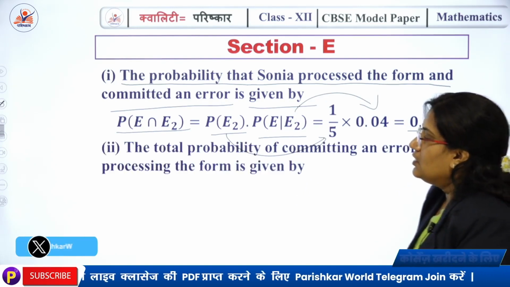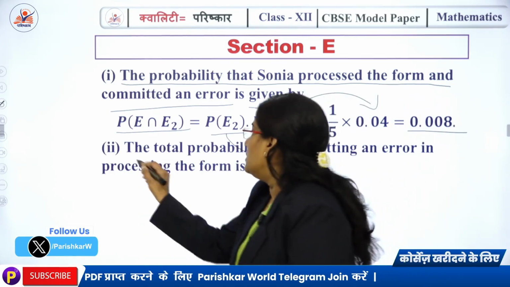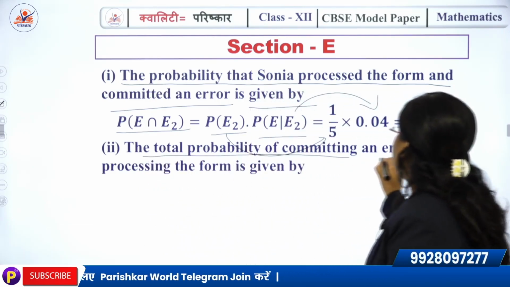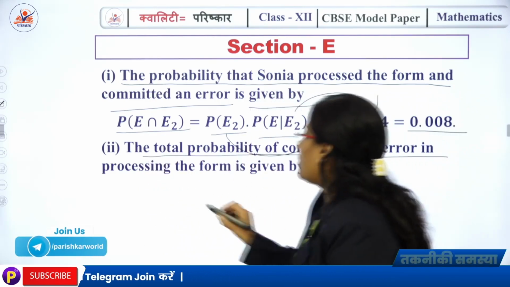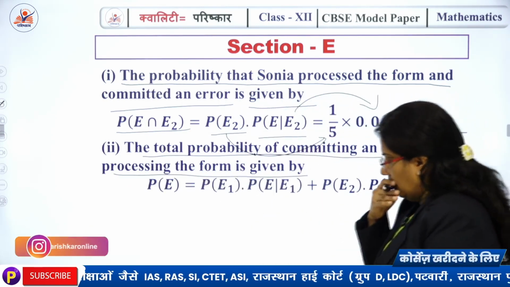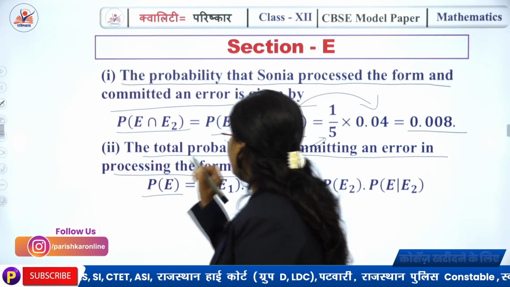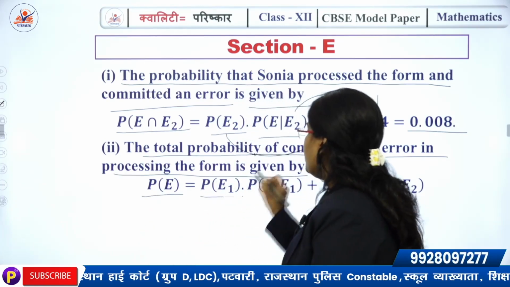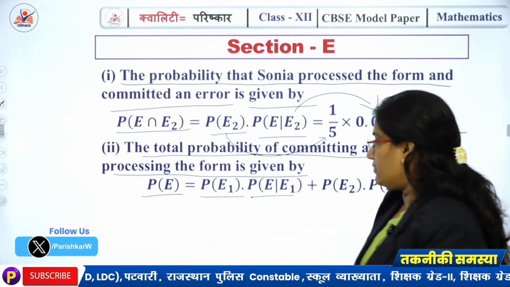Okay students, come to the second part of this question. The total probability of committing an error in processing the form is given by probability of E is equal to probability of E1 dot probability of E by E1.